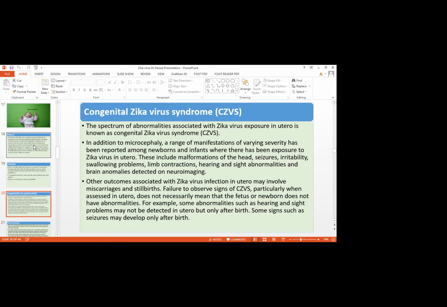These include malformations of the head, seizures, irritability, swallowing problems, limb contractions, hearing and sight abnormalities, and brain anomalies detected on neuroimaging. Other outcomes associated with Zika virus in utero may involve miscarriage and stillbirth. Failure to observe the signs of Zika virus, particularly when assessed in utero, doesn't necessarily mean that the fetus or newborn doesn't have abnormalities. For example, abnormalities such as hearing and sight problems may not be detected in utero until after birth. Some signs such as seizure may develop only after birth.